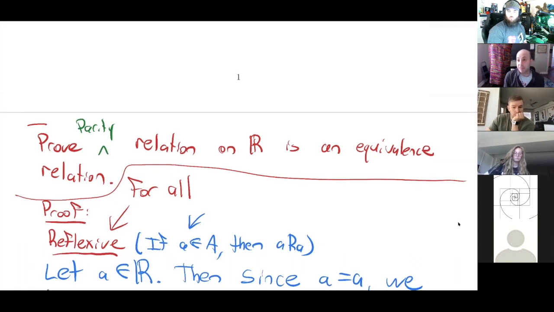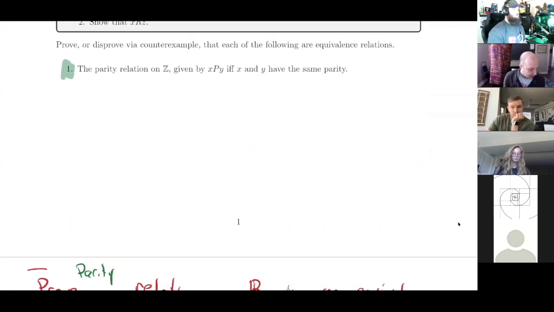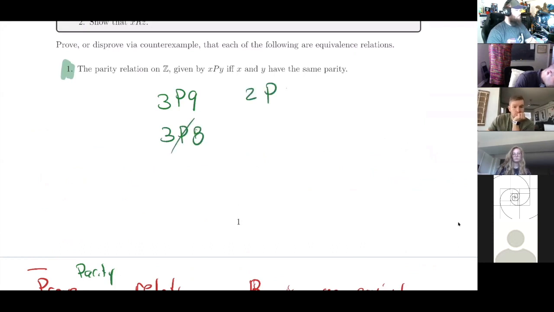Again, by this parity relation, we mean that two integers are related if and only if they have the same parity. So we have things like this.